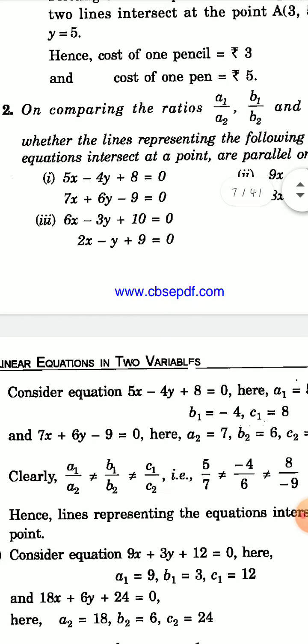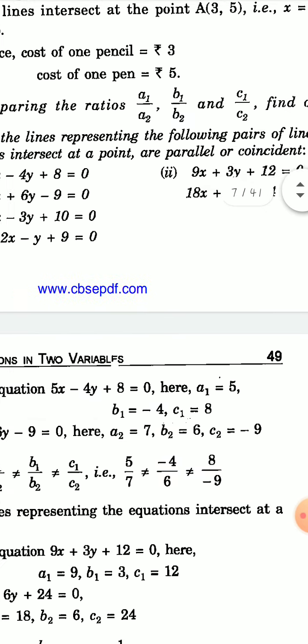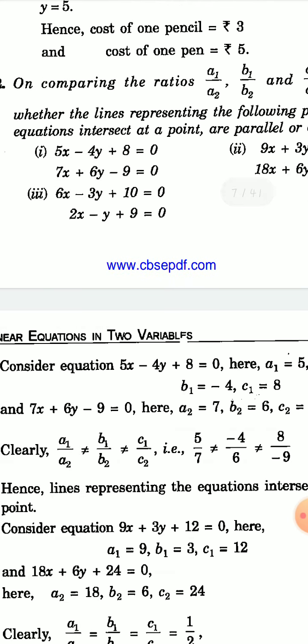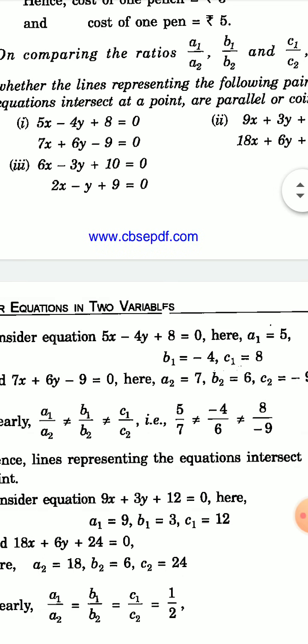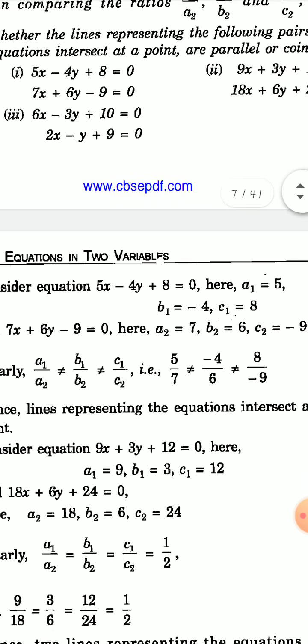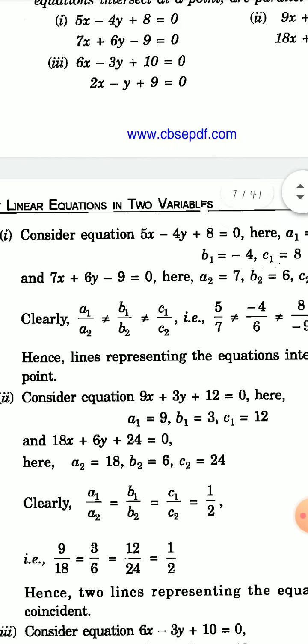Question number 2 is on comparing the ratios a1 upon a2, b1 upon b2, c1 upon c2. Find out whether the lines representing the following pair of equations intersect at a point, are parallel or coincident. Now, if you look at the first part, a1 is 5, a2 is 7, b1 is minus 4, b2 is 6, c1 is 8 and c2 is minus 9. So, in the first part, a1 upon a2 is 5 upon 7, b1 upon b2 is minus 4 upon 6. Since these two are not equal, the lines will be intersecting.